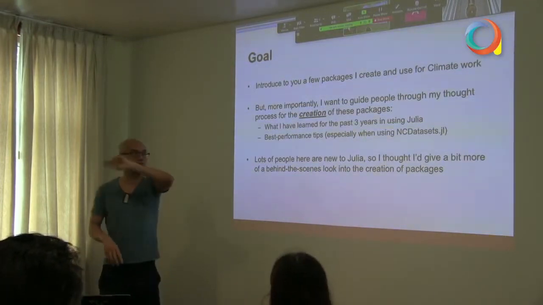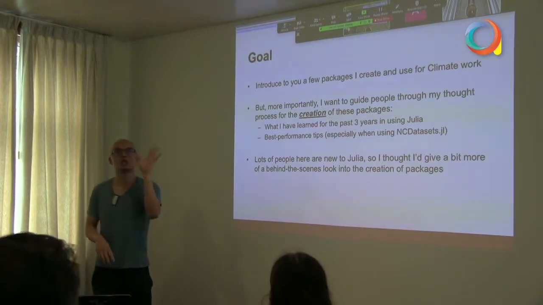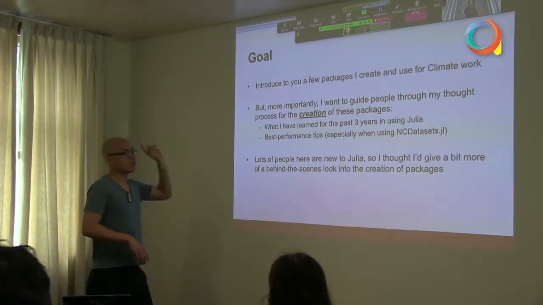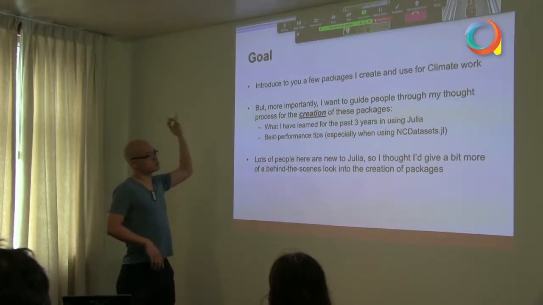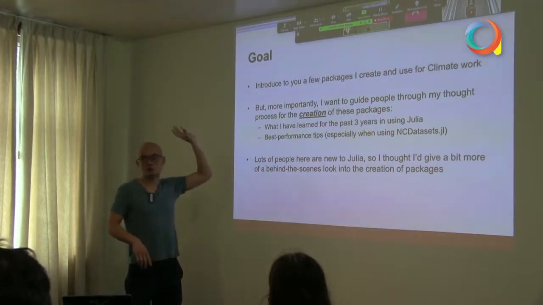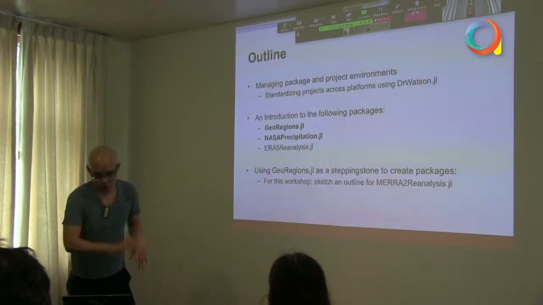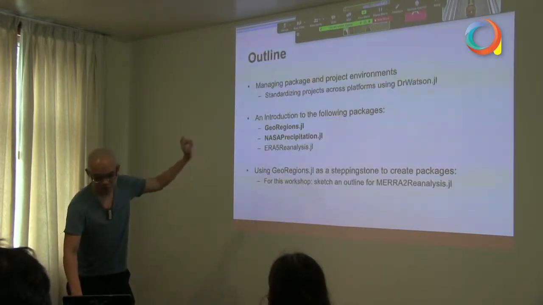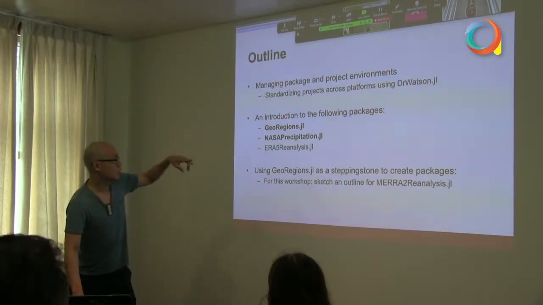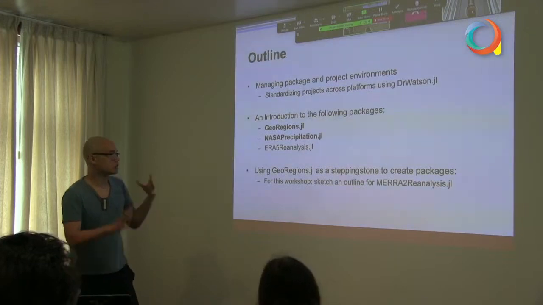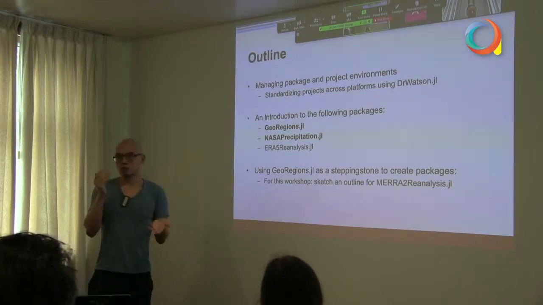So the gist of this is that I want to introduce you to two packages. One is GeoRegions, which is selection of geographic data. The second one is NASA Precipitation, which is retrieval of precipitation data from NASA. But I want to use these as examples of how I created my packages, so you can do it more easily next time.